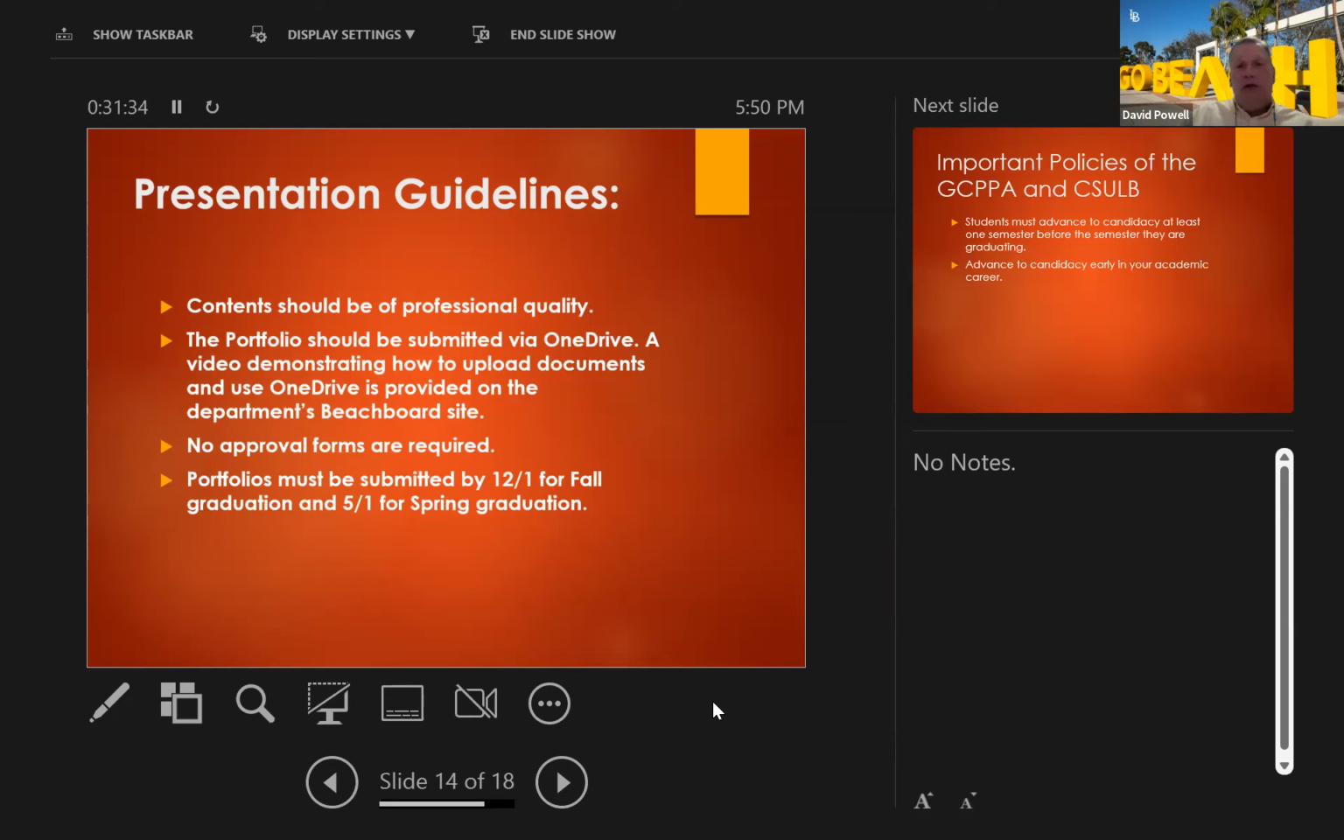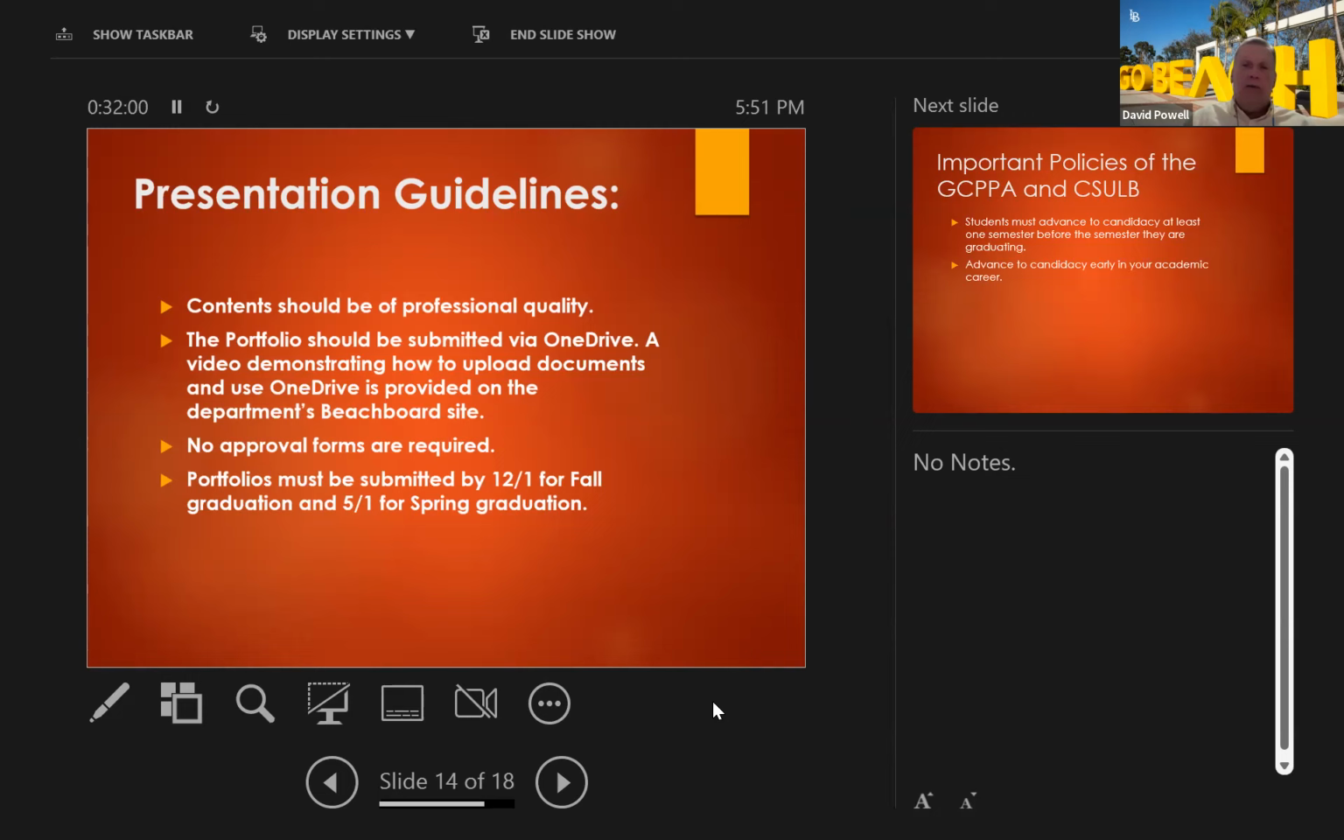Whenever your portfolio has been approved and cleared, you will see on your unofficial transcript at the bottom a notation that says graduate project completed. Whenever you see the words graduate project completed, that means that Enrollment Services has noted that your portfolio has been approved by the department. But again, there are no approval forms that are required for any of this. You just submit it through OneDrive electronically to your 697 instructor.